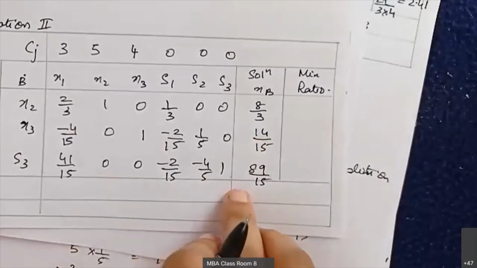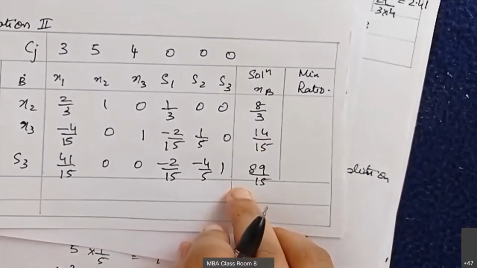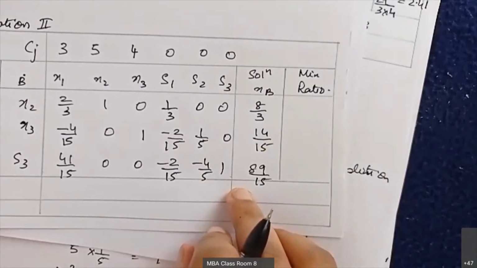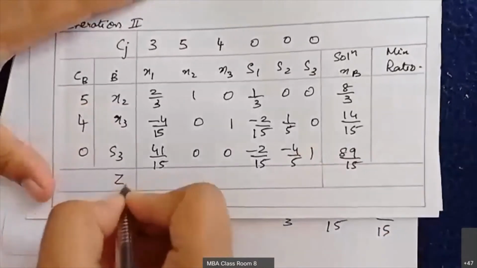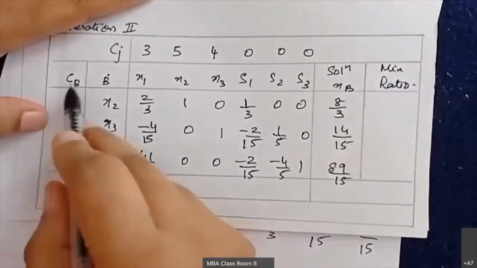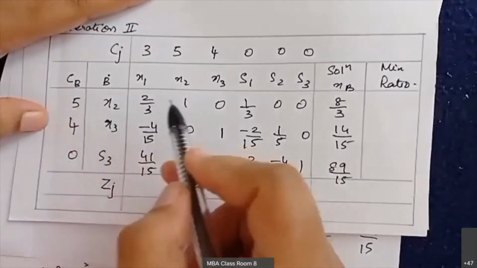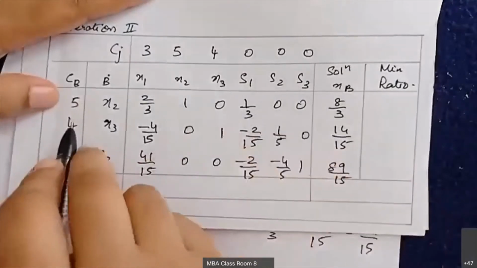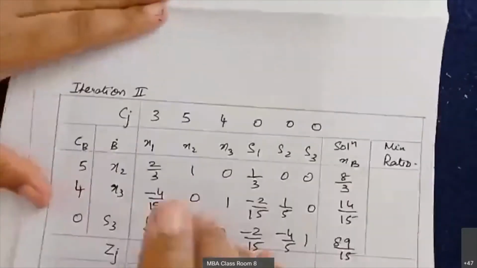Now what do we do? What is our next step? We have to test for optimality. How do we test for optimality? We have to calculate Cj minus Zj. Before that, we have to calculate the values of Zj. How do we calculate Zj? All these column numbers have to be multiplied with each of these columns.